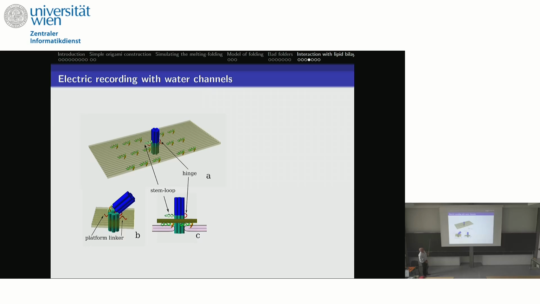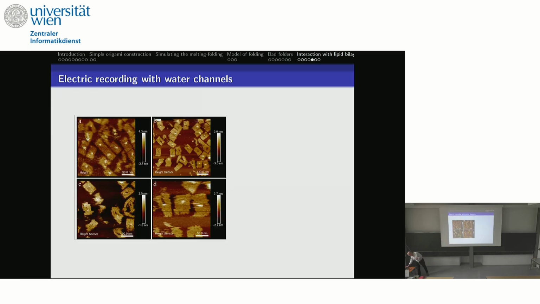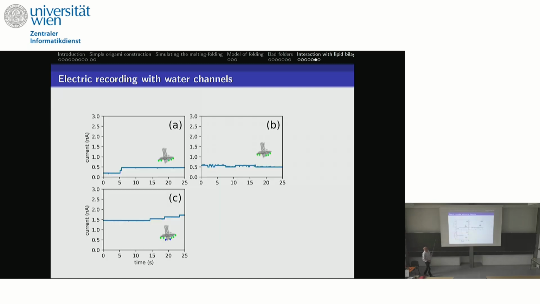In our case, we studied this DNA origami. This is basically a rectangle with a nanopore crossing across the rectangle. In this particular case, it has a mechanism which can also regulate the length of the nanopore, but I won't discuss that here. These are AFM images, just to show you that this is well formed. And these are the electric recordings we get with these origamis.